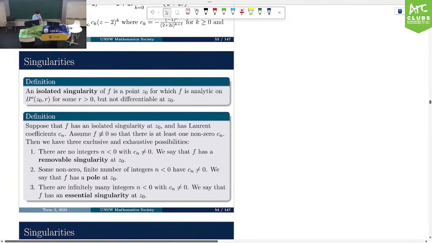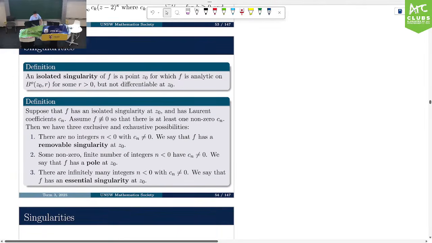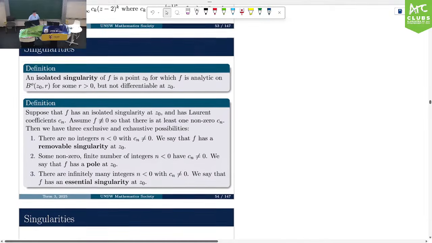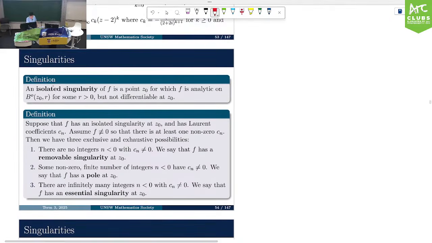Okay, so for singularities, we have a bunch of classifications. Here we have an isolated singularity. Basically it's any point where the function is analytic on some punctured ball, but it's not differentiable at that point.